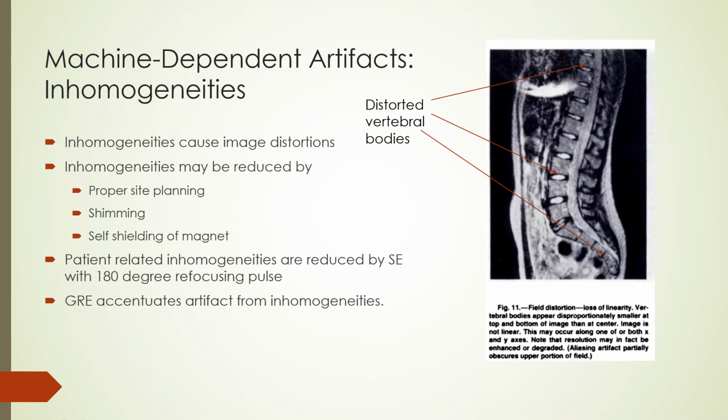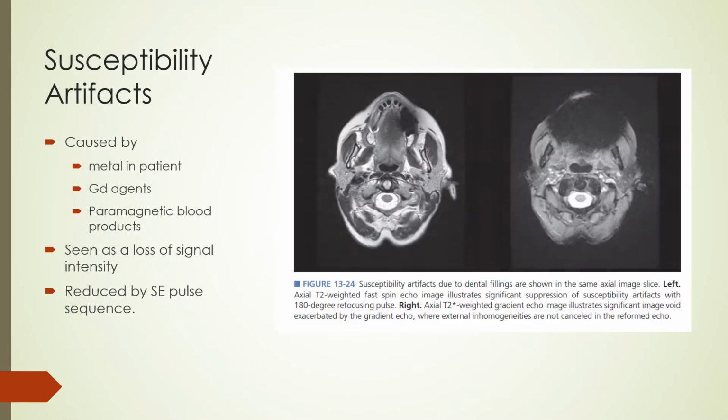For example, we learned that spin echo pulse sequences are less susceptible to magnetic field inhomogeneities and to susceptibility artifacts. This is because of the use of the 180-degree refocusing pulse. On the other hand, the gradient recalled echo pulse sequence accentuates artifacts from inhomogeneities. Magnetic susceptibility is the ratio of the induced internal magnetization in a tissue to the external magnetic field. So as long as the magnetic susceptibility of the tissue being imaged is unchanged across the field of view, the magnetic field will remain homogeneous.